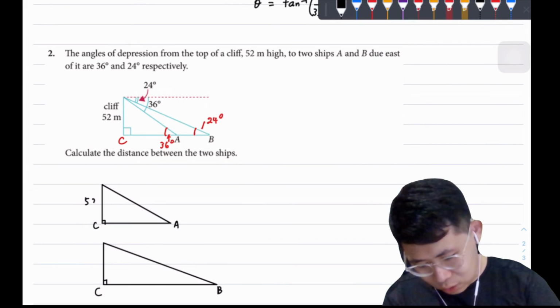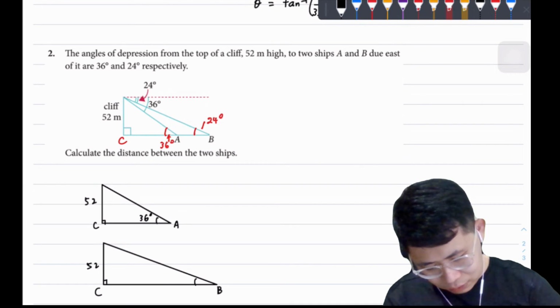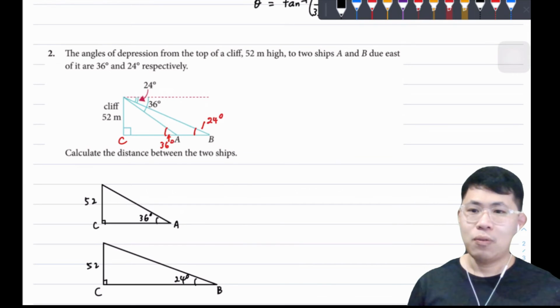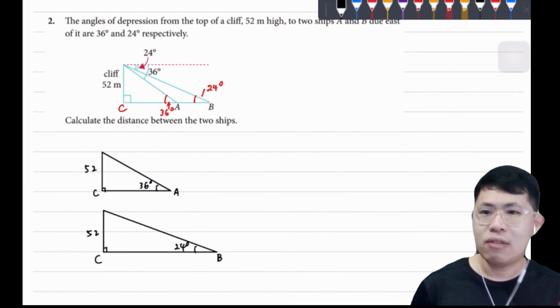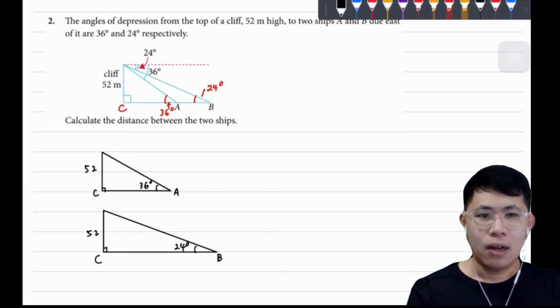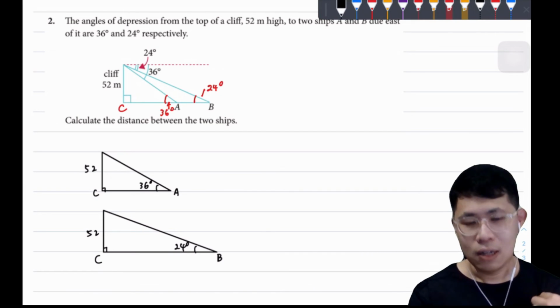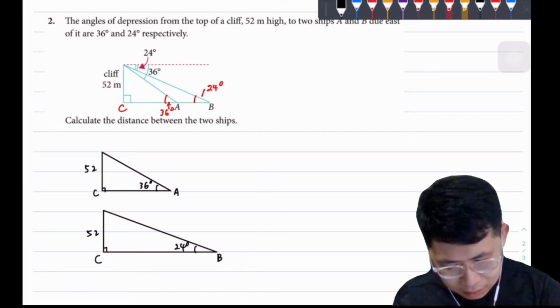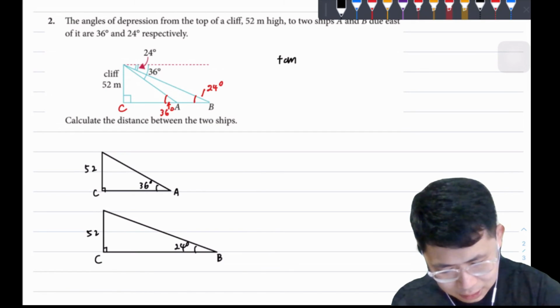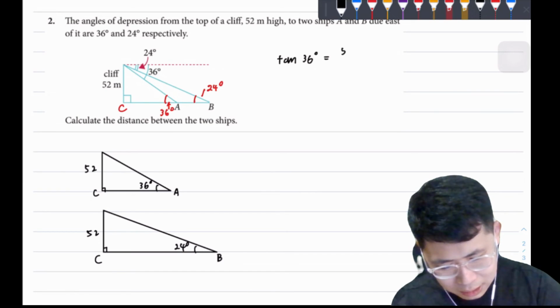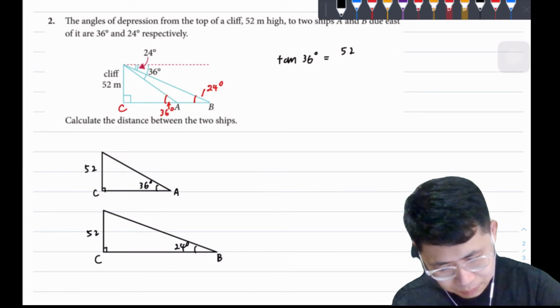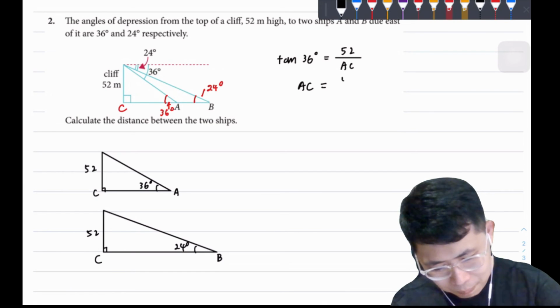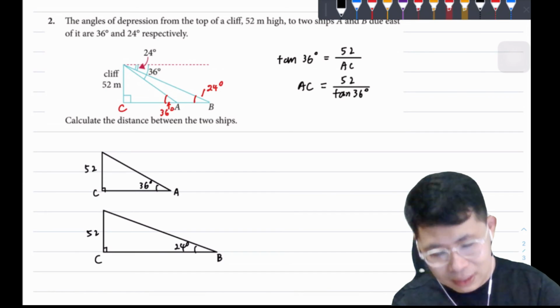So over here I have 52. I can set up my angles over here, 36 degrees, and I have a 24 degree angle over here. So it's very important once again to try to identify the right angled triangle that you're working on. To calculate the distance between two ships, I'm going to look for AC first. Tangent of 36 is going to be opposite over adjacent. So AC, when you multiply up, will be 52 divided by tangent 36, and I'm going to leave it there first.